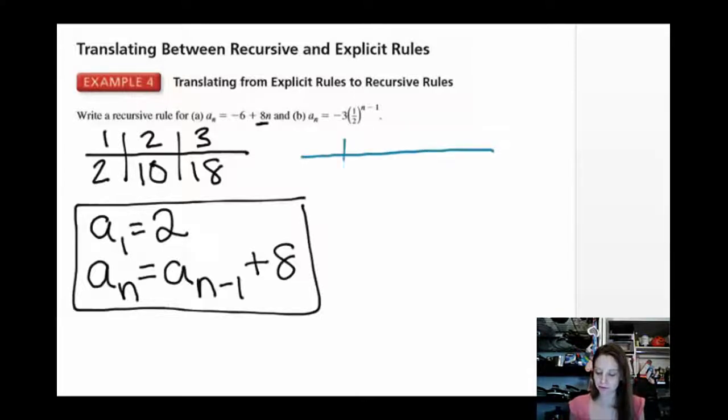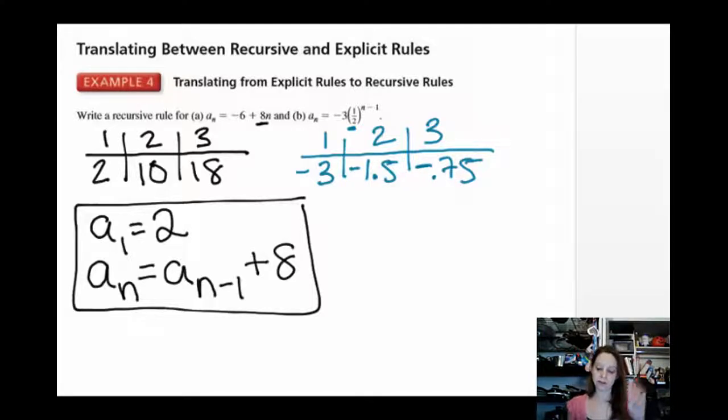Again, I'm going to start with the first few terms in the sequence. So when n is 1, we have negative 3. When n is 2, we have negative 1.5. The common ratio is half, so I'm multiplying by half, so this should be negative 0.75. For the recursive rule, I need two things. I need an initial term or two: a sub 1 equals negative 3. And then I need to say how each term relates to the previous term.